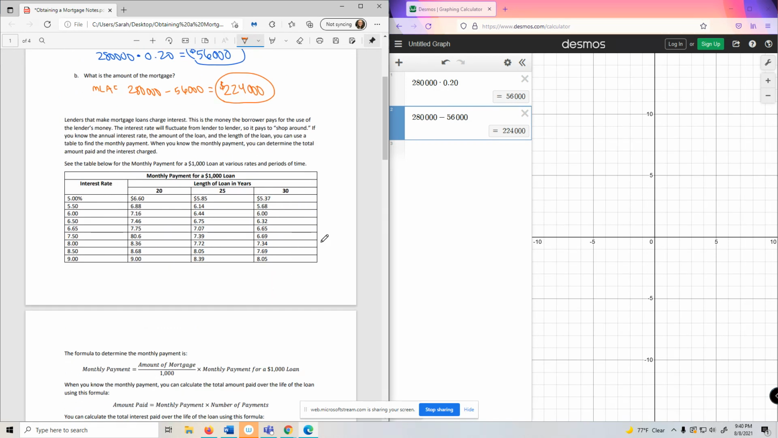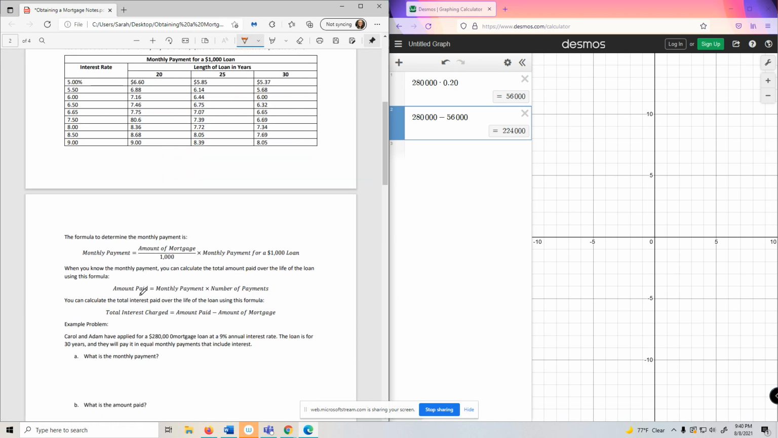Sometimes banks will use these tables here that will help you find the monthly payment for a $1,000 loan. To actually use these numbers, we then need to take our mortgage and divide it by 1,000, just so that way we know what to multiply these amounts by. So we'll be using these formulas here combined to figure out monthly payments and other things related to mortgages.